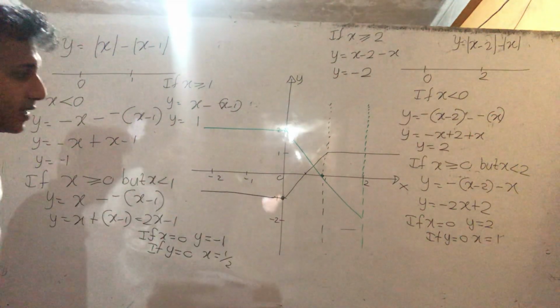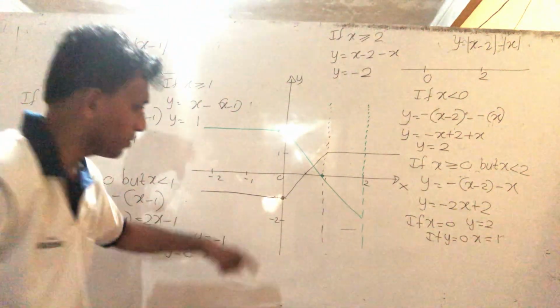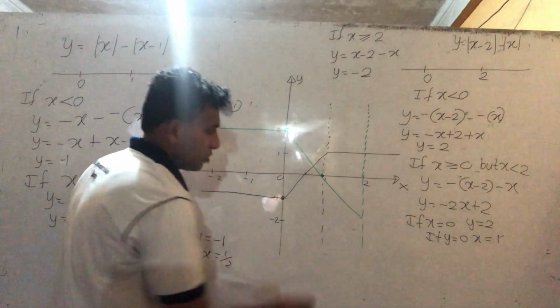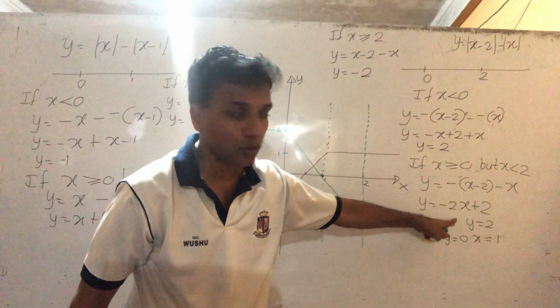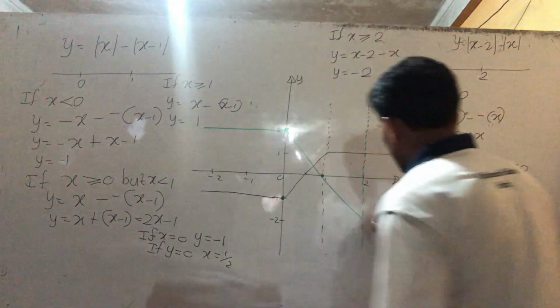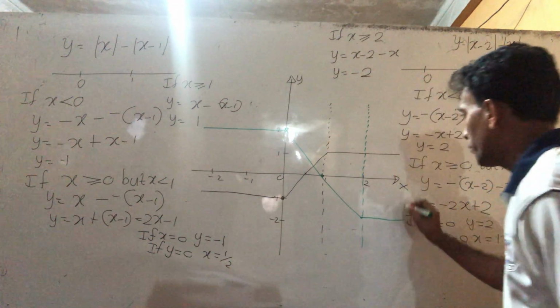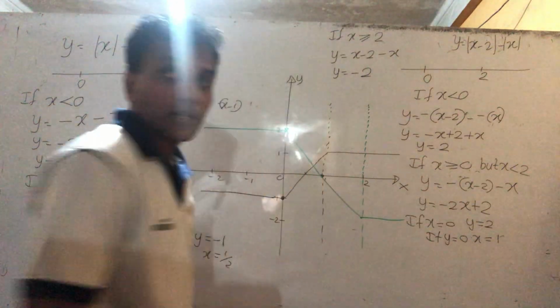I hope you complete the check. If x is 2, it becomes somewhere minus 2 also. If x is 2, y is minus 2, check that also, right? And at last, x greater or equal to 2. This is the graph. Okay, this is the graph here.